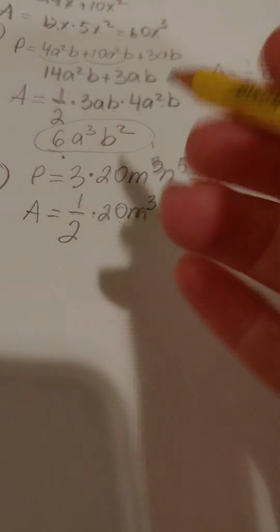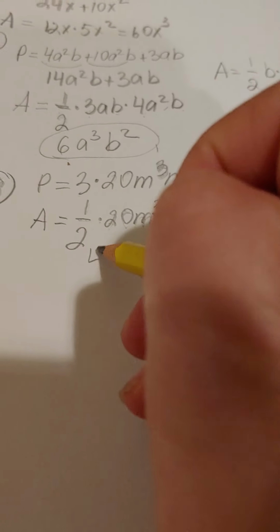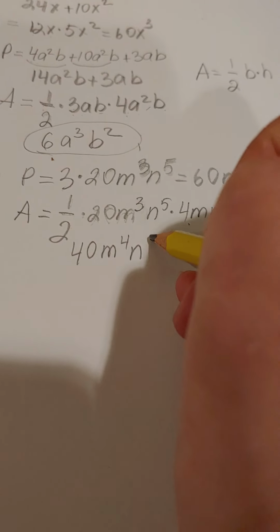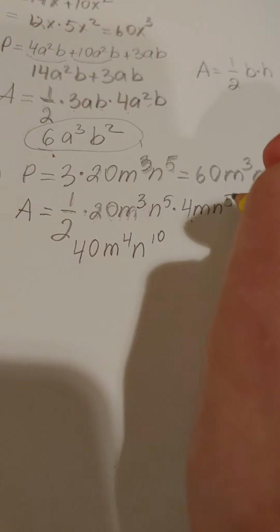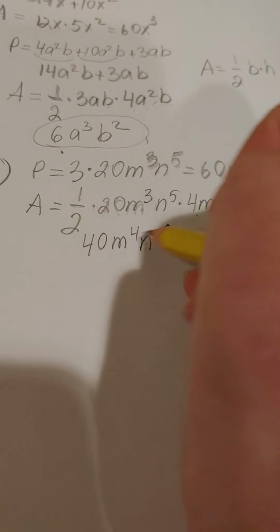1/2 of 20 is 10. 10 times 4 is 40. So it's 40m to the fourth power n to the 10th power, because 5 plus 5 is 10. And 3 plus 1 is 4.